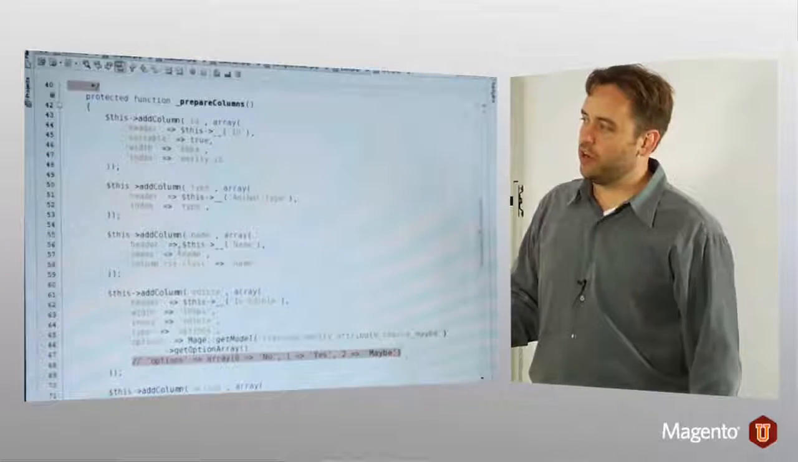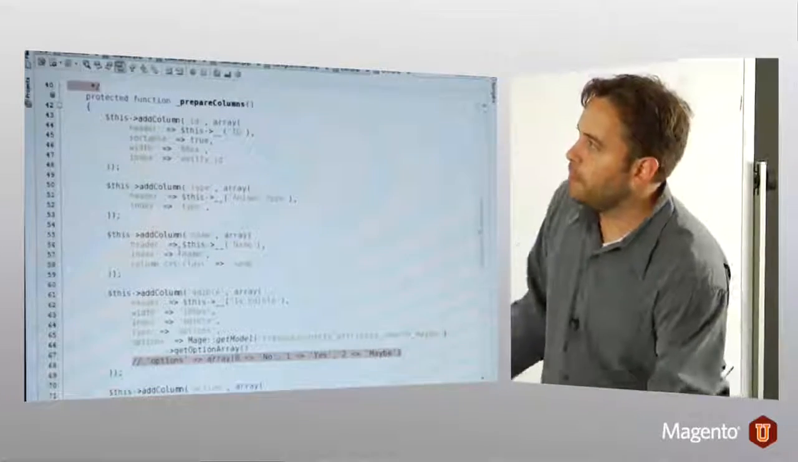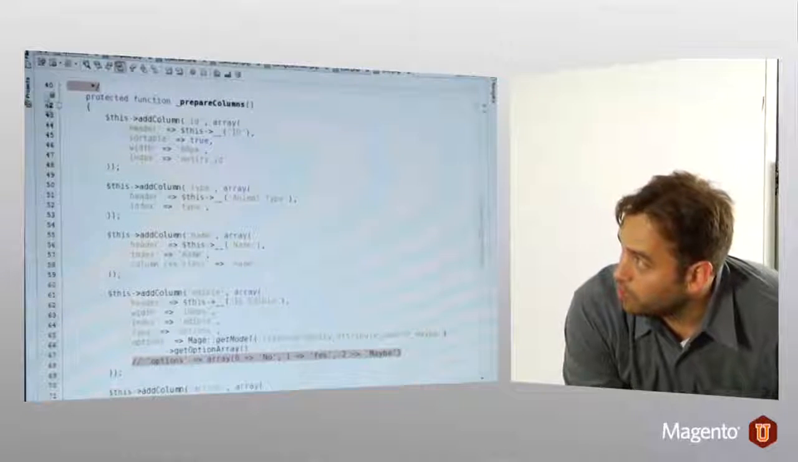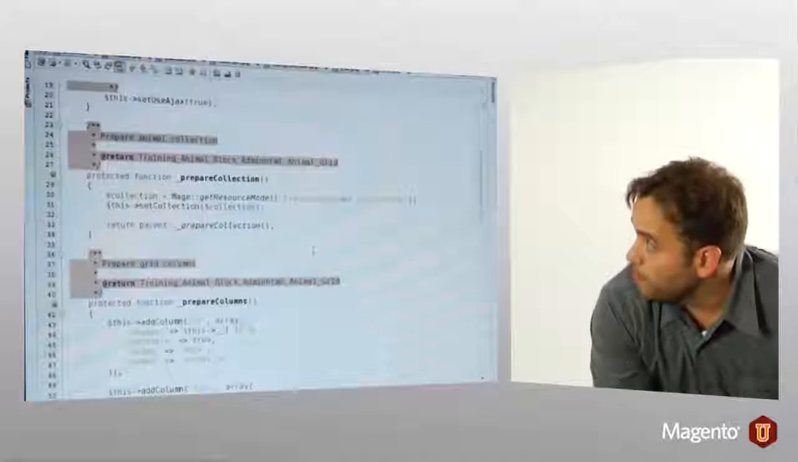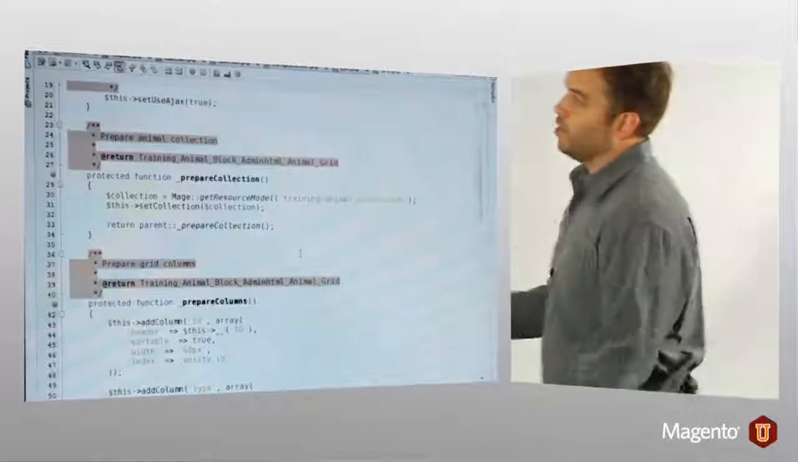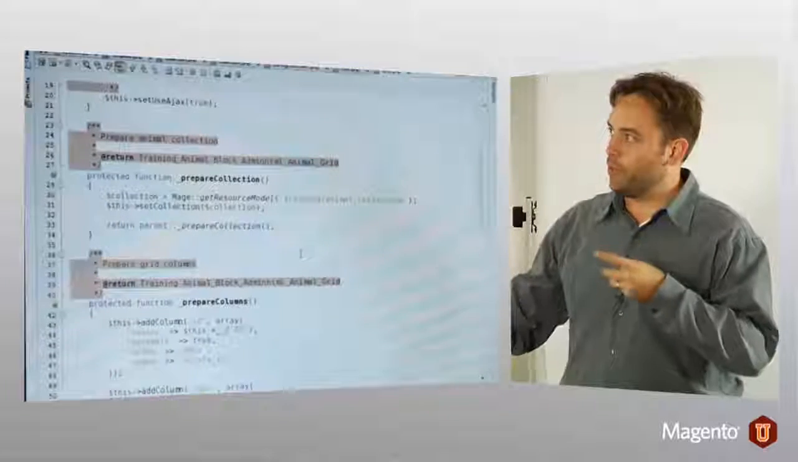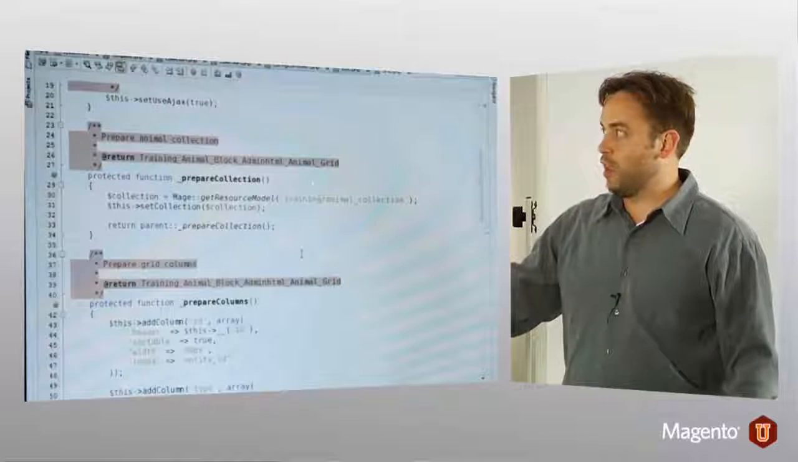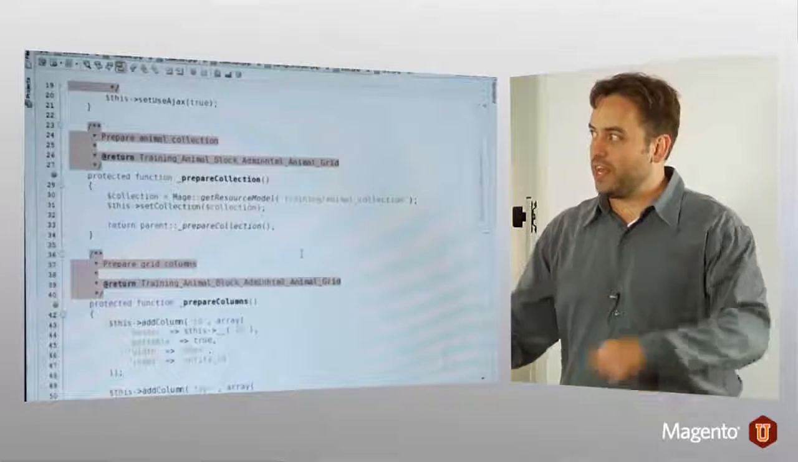Where do those indices come from? Well, in this case, they come from animals, but how do the animals get in there? Well, prepare collection. That's the other method in prepare grid, prepare collection. So we call, in this case, our collection, mage get resource model training animal collection. And we just set it on this object.